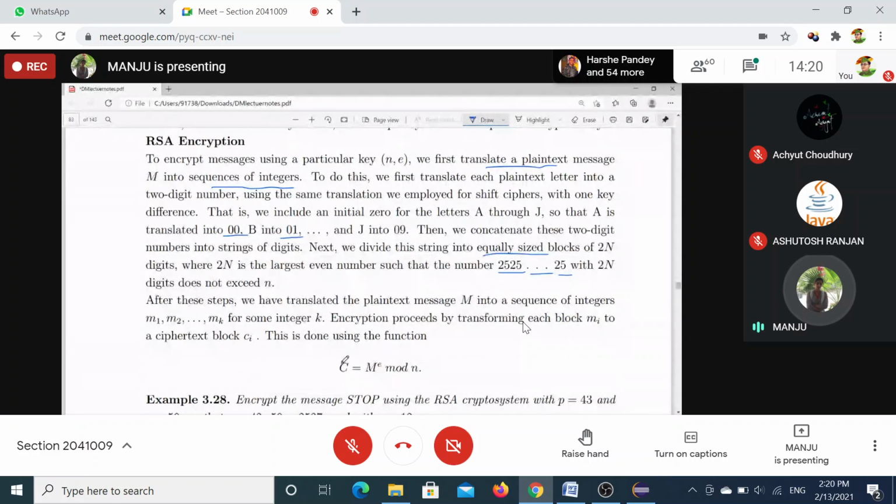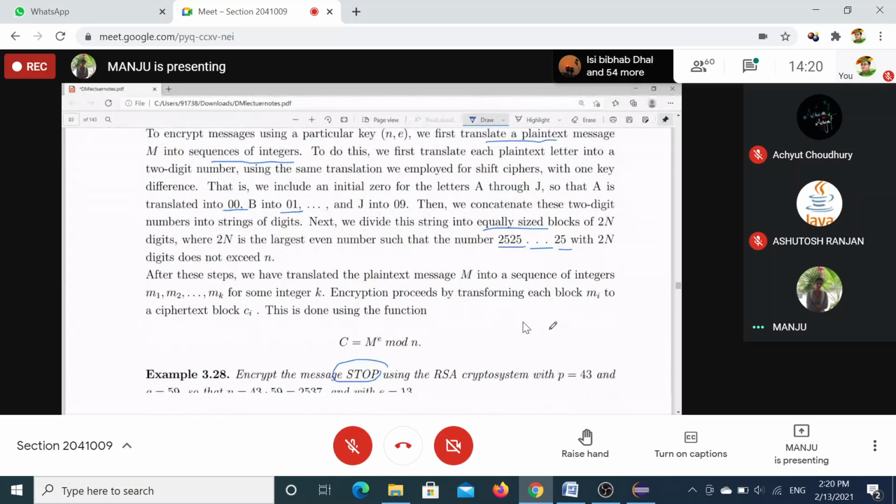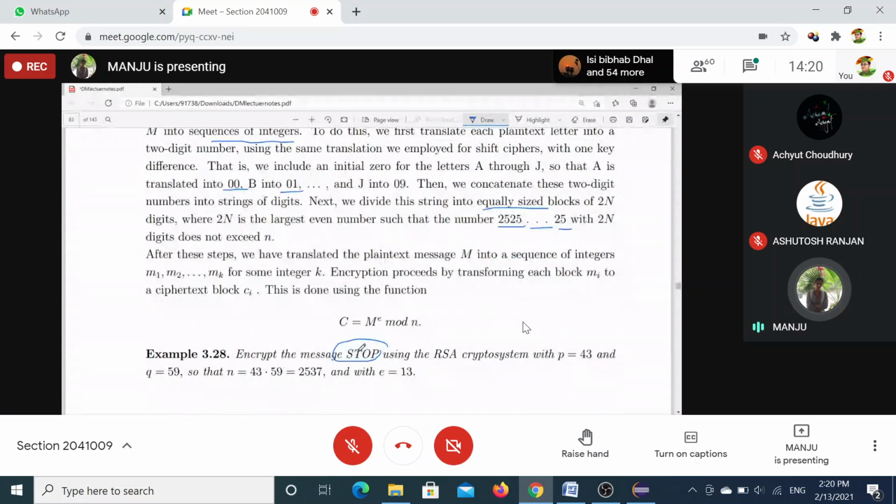For example, in the case of "stop", what you do is replace each letter with its number: S is getting replaced with 18, 19. The integer transformation for this text is 18, 19, 14, 15. Okay. Then what you do?